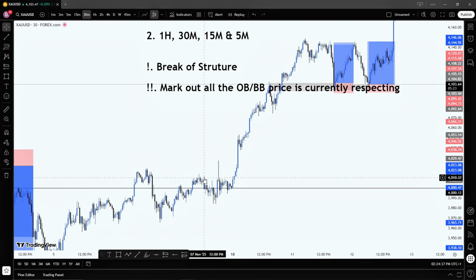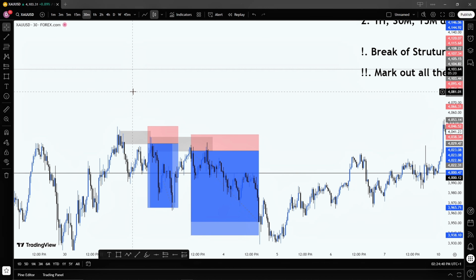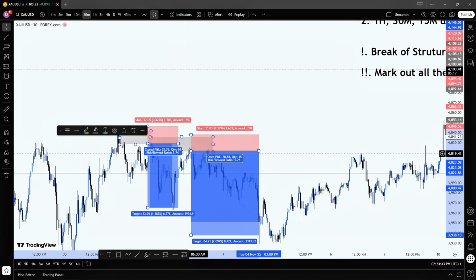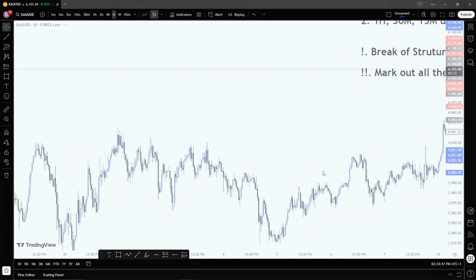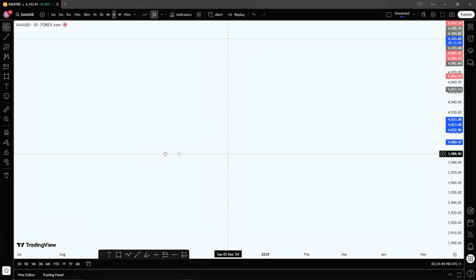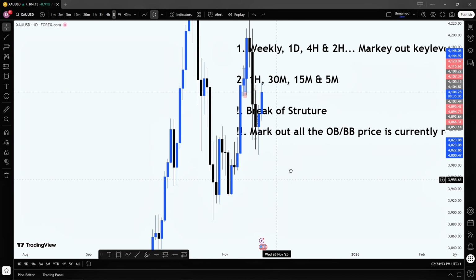Now, I want to analyze this gold chart. Right, this is a gold chart, and let me show you on this market. Then we'll move on to other pairs, and I'll also show you. Now on a higher time frame, either daily, 4 hour, weekly, I can go to either of those time frames.